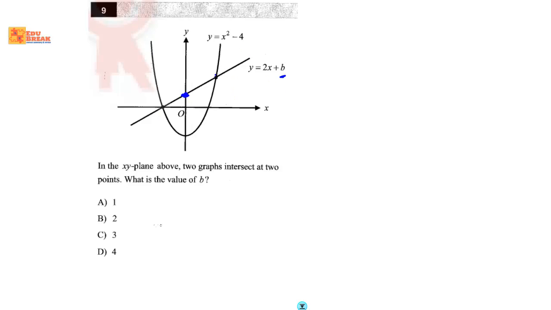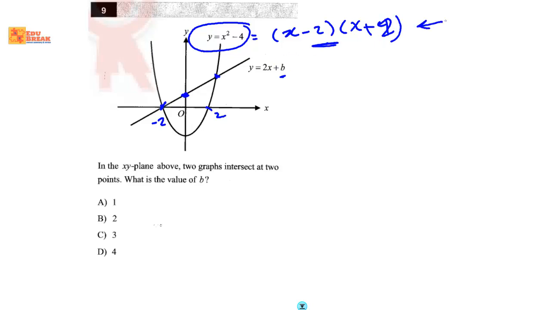Okay, we can find the 2 points. This point, I think it will be negative 2, yes, and 2. This is from this equation, x squared minus 4. It means x minus 2 and x plus 2. Okay, this is x-intercept form. So we have negative 2 and 2. It means we have a point which is negative 2 and 0, and 2 and 0.